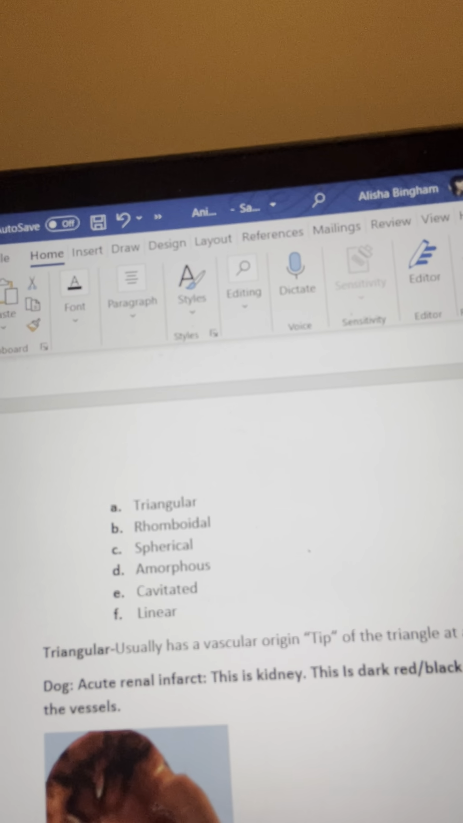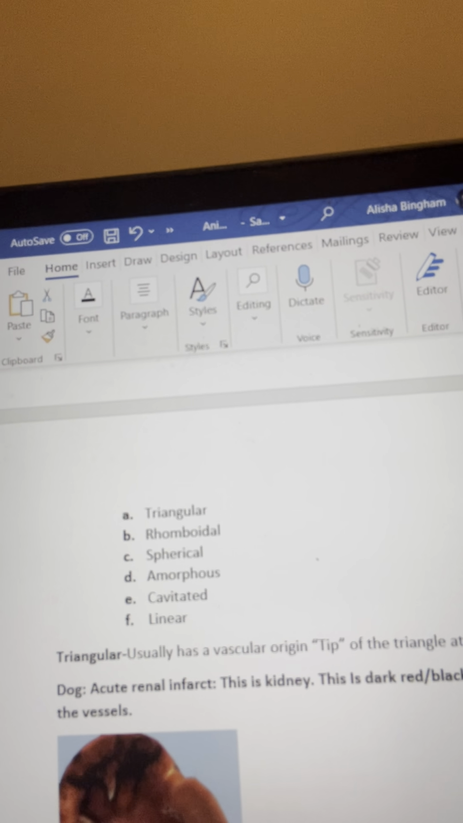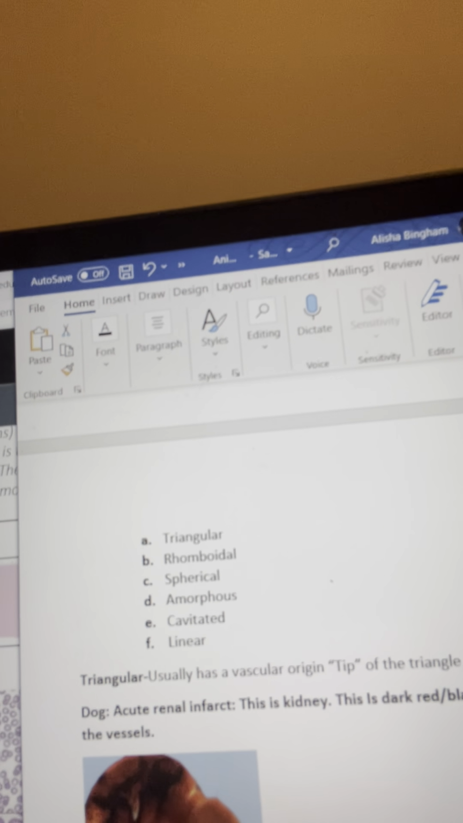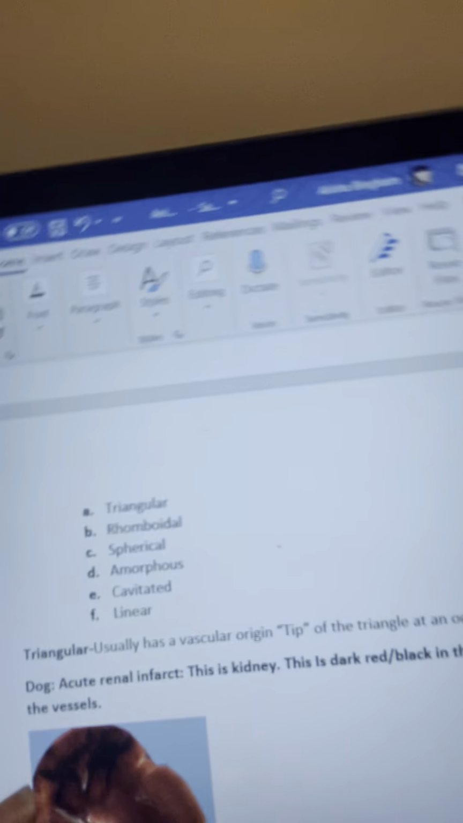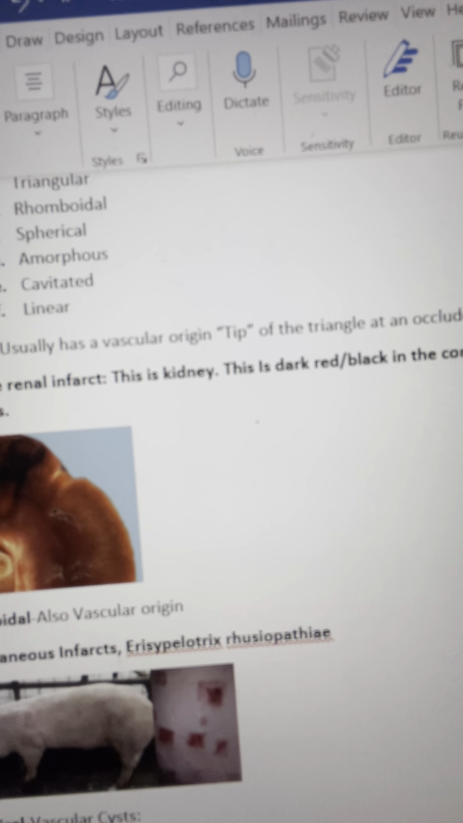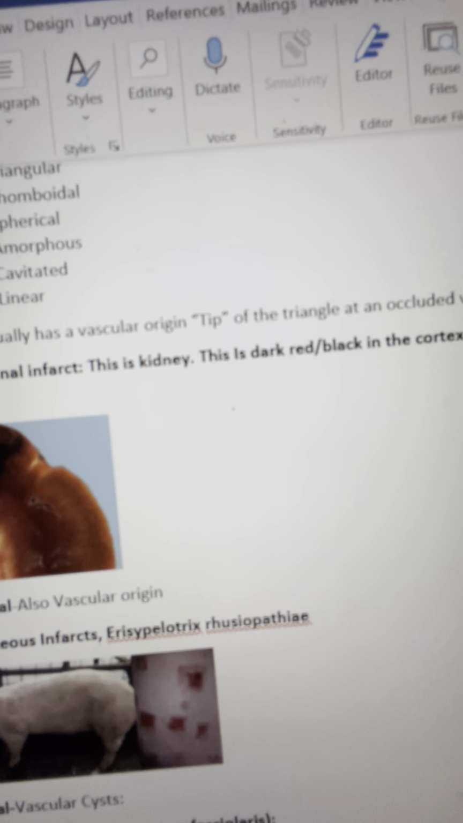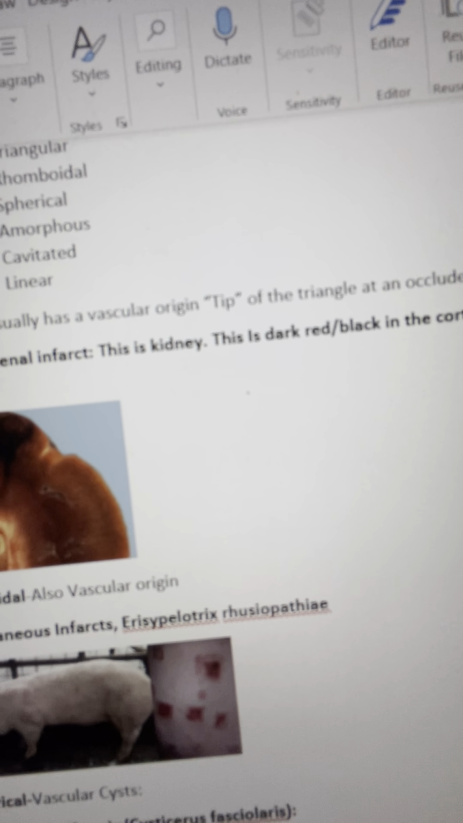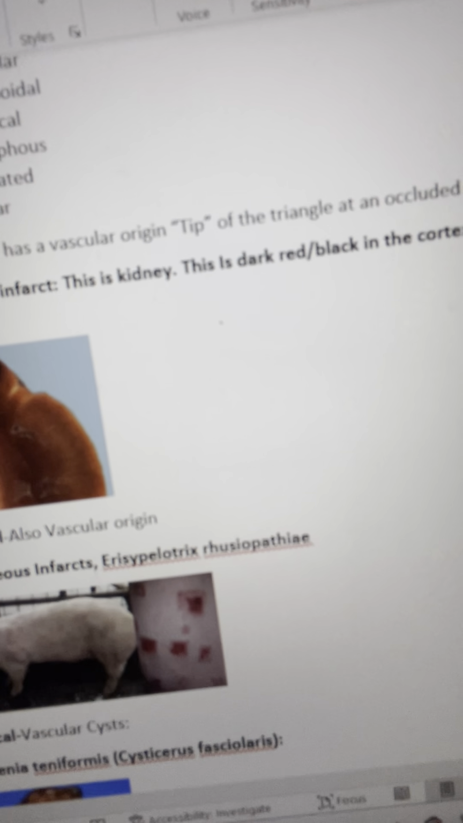So shapes can be triangular, rhomboidal, spherical, amorphous, cavitated, and linear. Triangular usually has a vascular origin, with the tip of the triangle at the occluded vessel. So here we have a dog. It has acute renal infarct. This is a kidney. This is the dark red black in the cortex. The center is in one of the vessels, like it said.